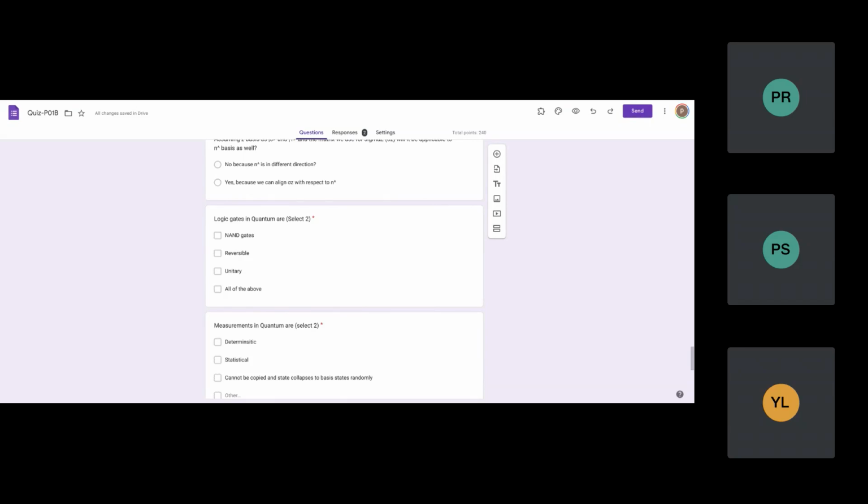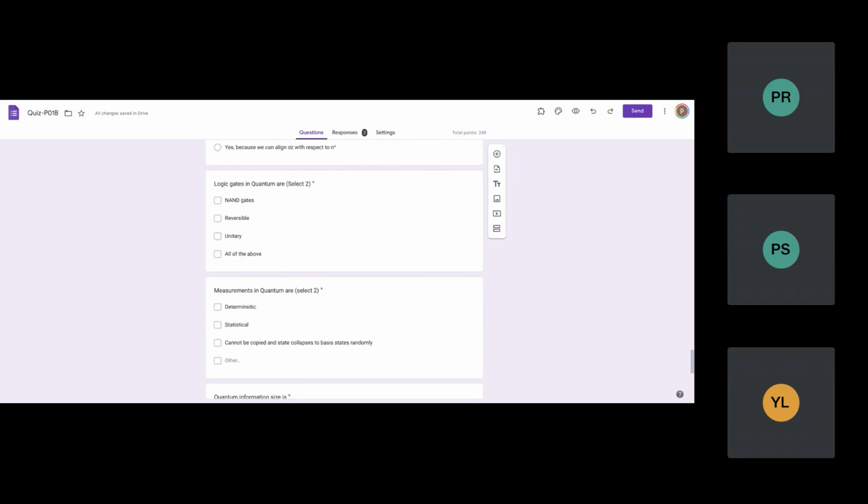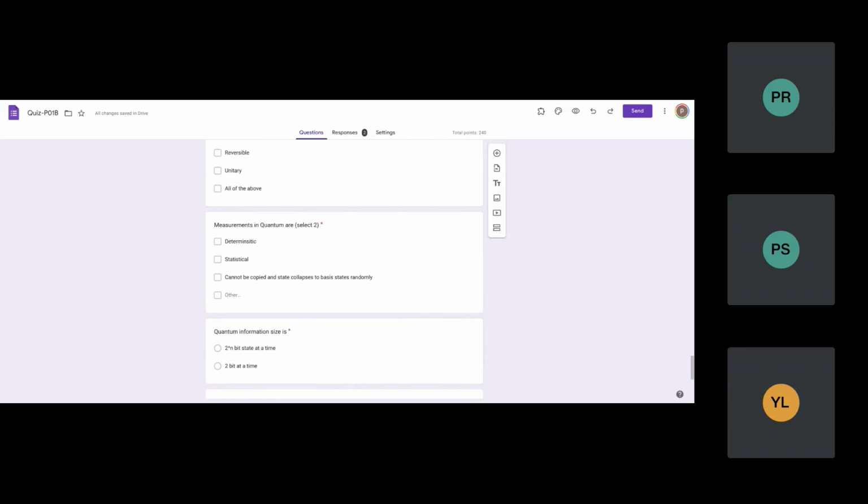Logic gates in quantum are NAND gates, or reversible, unitary? It's reversible and unitary, that's correct. Yes, it is reversible and unitary. Perfect. Measurements in quantum.